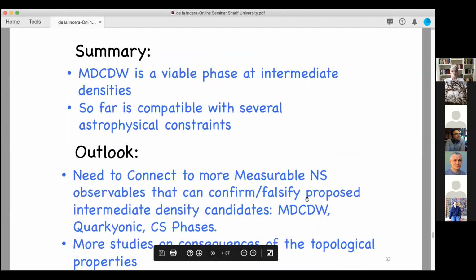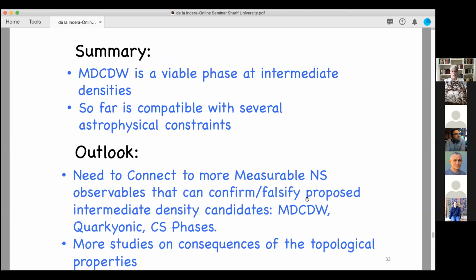So in summary, I hope that I conveyed the message that the MDCDW phase is a viable phase at intermediate densities. There might be others. I'm not claiming that this is the phase that is realized in the core of neutron stars, but certainly it has already passed a few tests. So far it's a viable phase because it's compatible with a few astrophysical constraints.